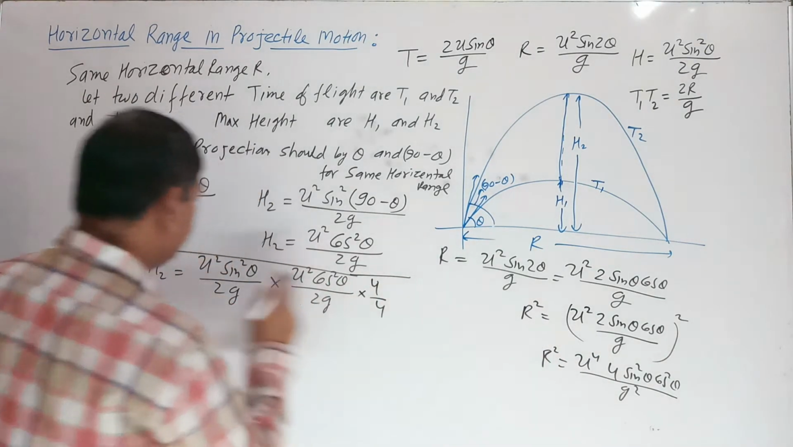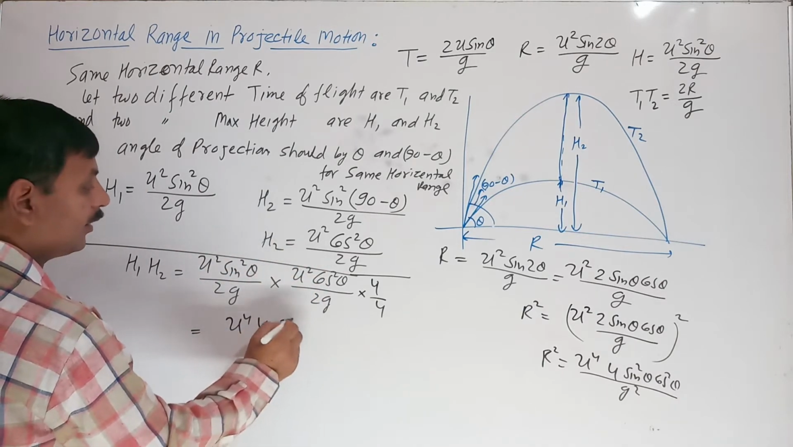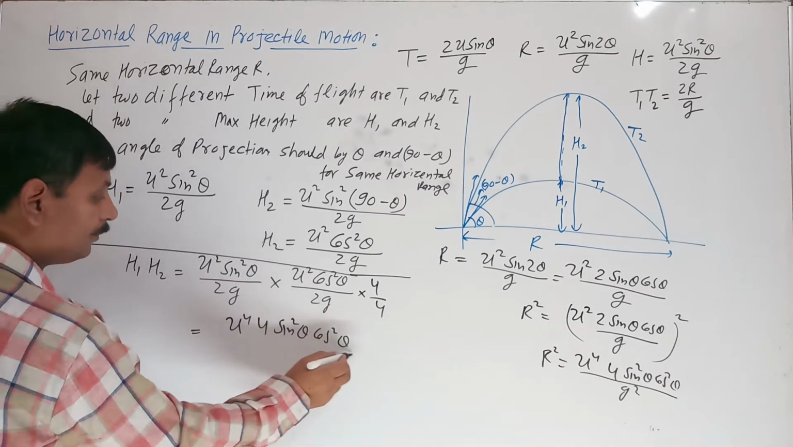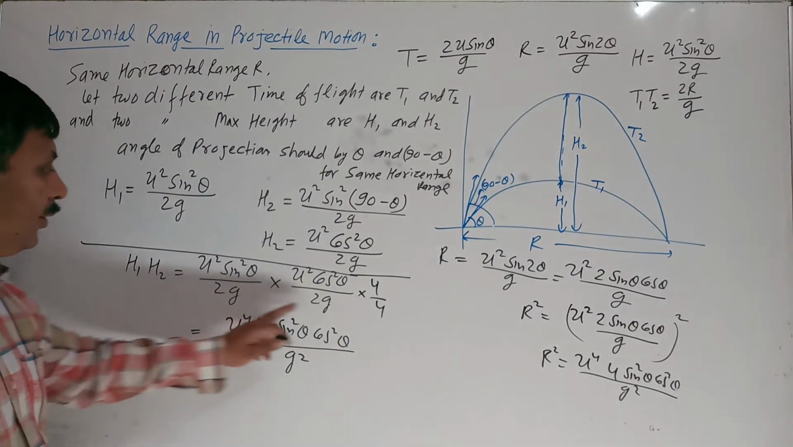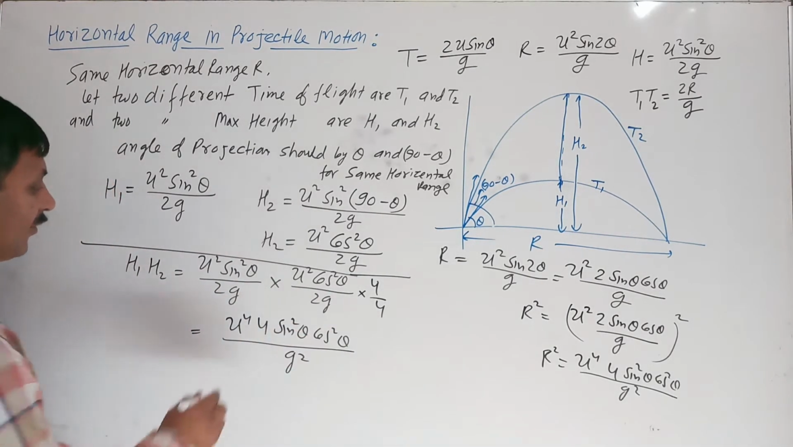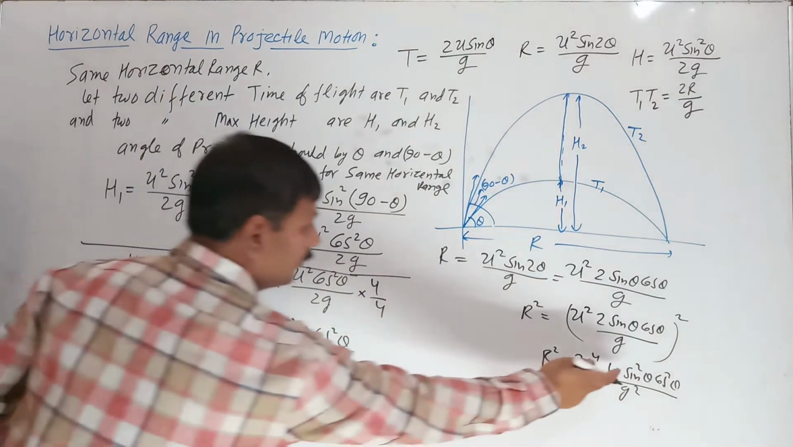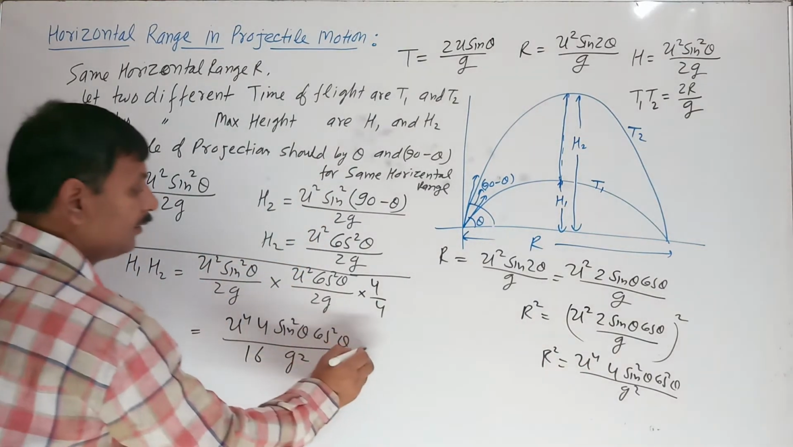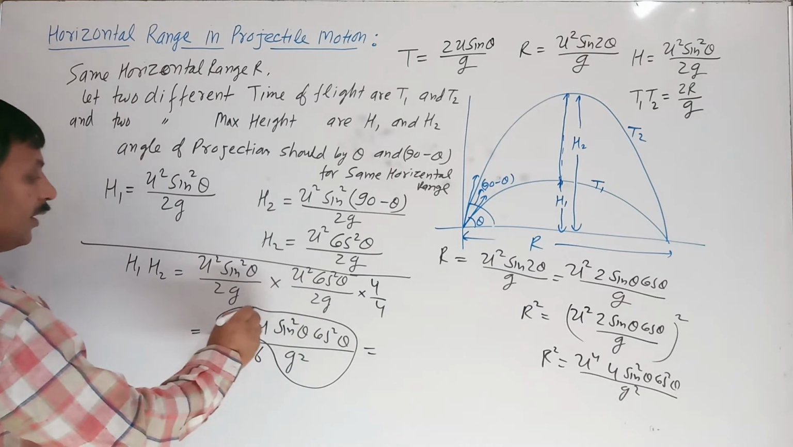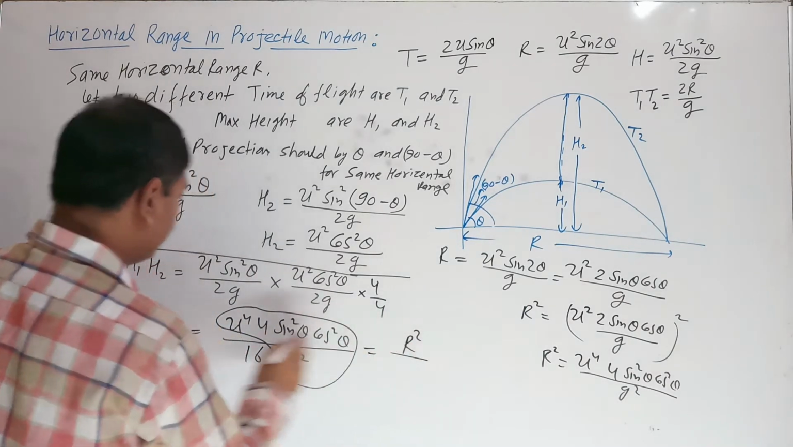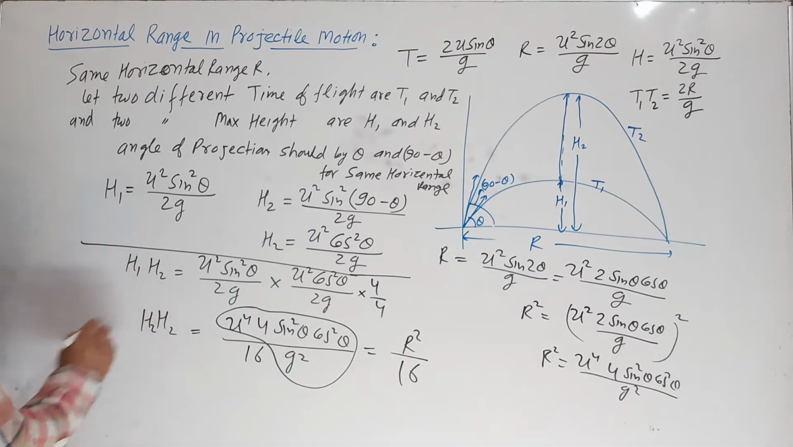See here, u square into u square, that is u power 4 sin square theta cos square theta; g into g square, in the denominator 2 into 2, 4 into 4, that is 16. So see here, this u square 4 sin square theta cos square theta upon g square, this total you can write as R square. So this can be written as R square upon 16. So one relation you have found.